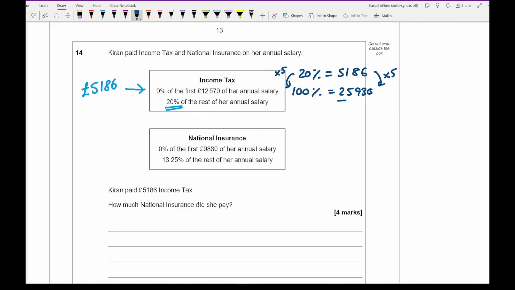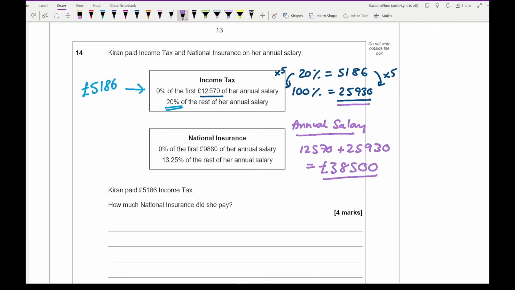25,930. Now that is the bit that's been charged income tax, but then we need to add 12,570, so a total annual salary is going to be 12,570 because that's the untaxable element, plus 25,930. So a total annual salary is going to be a value of 38,500. Now from this, what we can then do is use this information to work out how much national insurance she's going to pay.